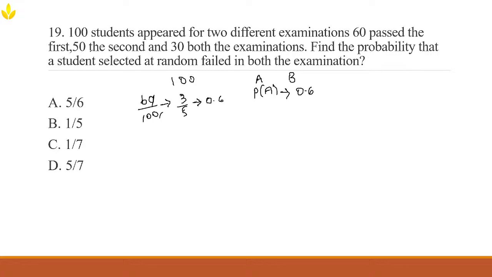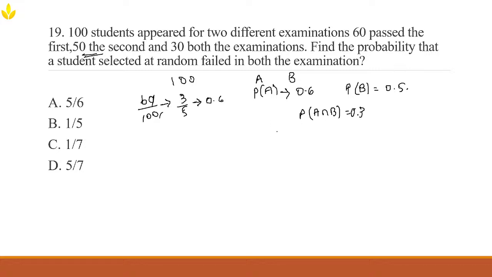In the same way, the probability of the second paper passing the students is 50 of them passed the second one. So the probability of B gives you 0.5. That is nothing but 50 divided by 100. And the probability of both, that is nothing but A intersection B, gives you the value as 30 by 100, so it will be 0.3.